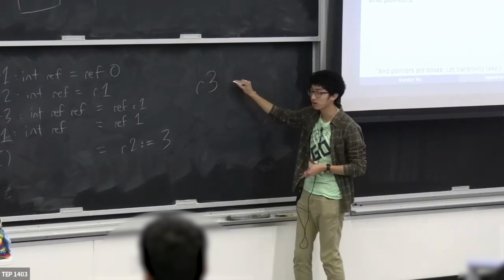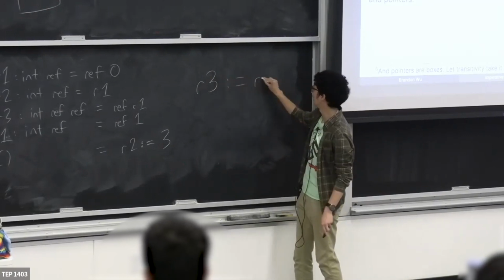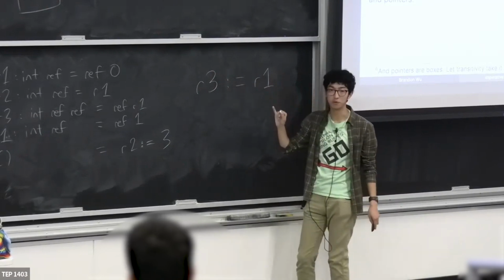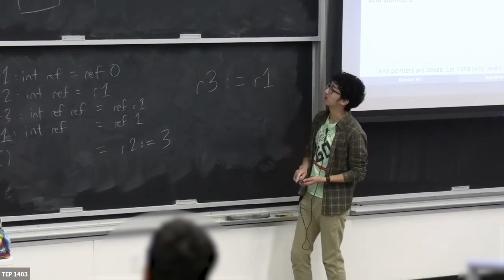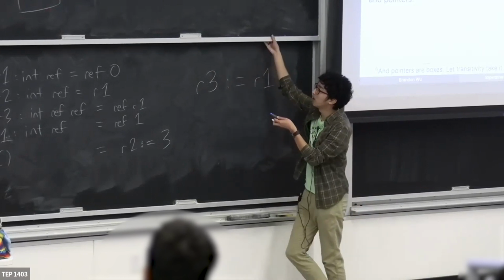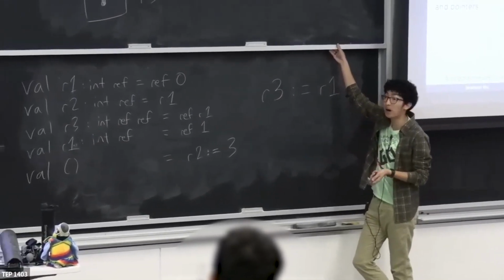Is equal to? Cool. Assigned to. Yeah, R1. Just R1. Yes, this is a difficult thing to get across. So the contents of the box are changed to what? Well, I want it to reference this box. So I need to give it the box.